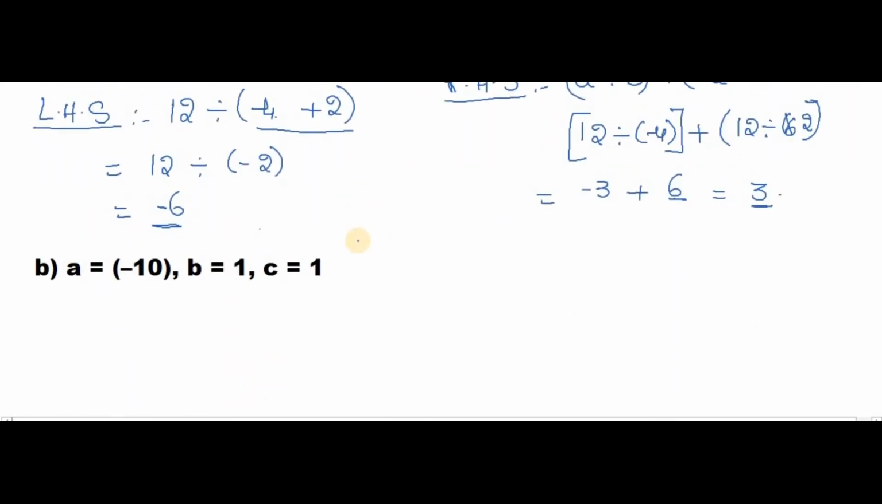And here I should write, therefore, LHS not equal to RHS.